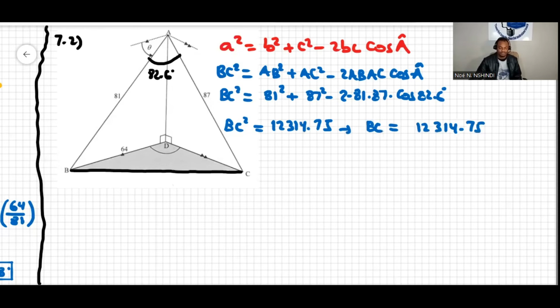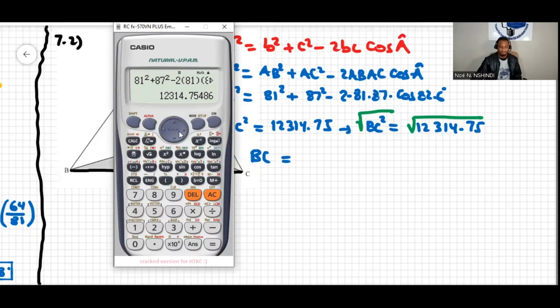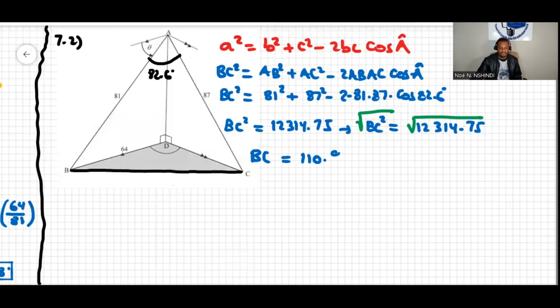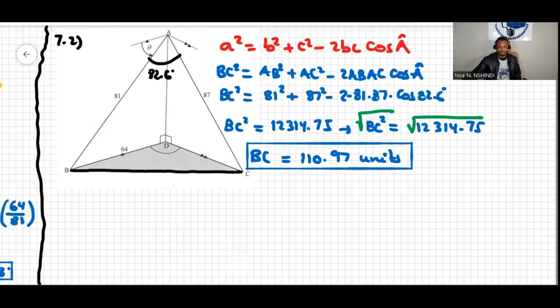Now, BC will then be the square root of 12,314.75, because if I put a square root on both sides, BC will be equal to this number to the power of 0.5, or a half. The square root is the same thing as the power of a half. And this is 110.97 units. That's the side BC. They are 110.97 units apart.